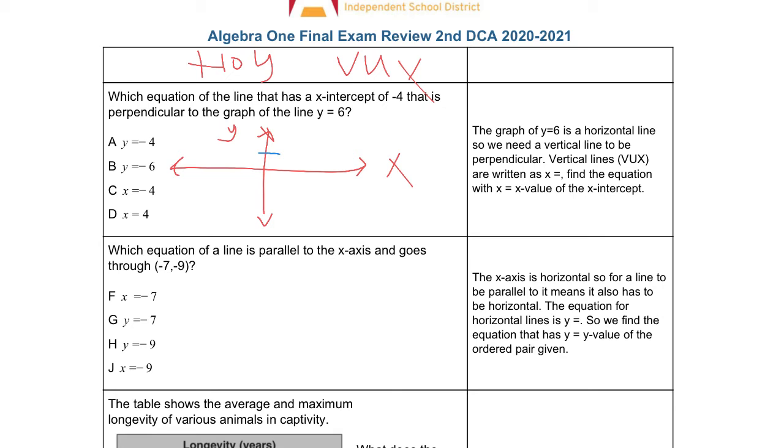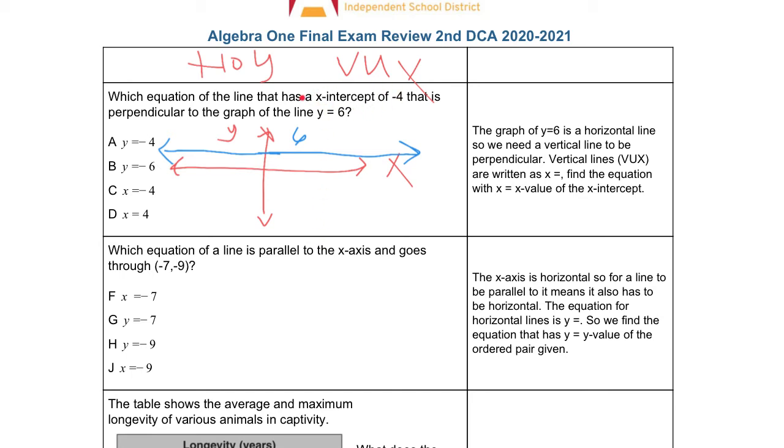Oh my goodness, it's so hard to write on this. Okay, let's say this is 6, and it's a line going like that. They want us to find an equation of a line that has an x-intercept of -4 and is perpendicular. If it's perpendicular to this line, are we going to need a horizontal line to be perpendicular, or are we going to need a vertical line? It is going to be a vertical line.